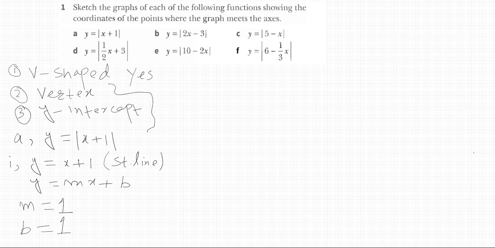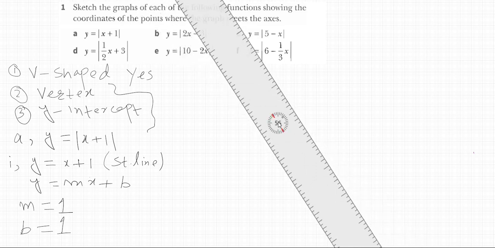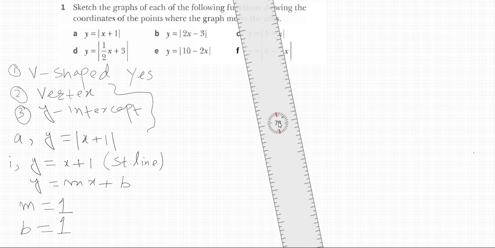Now we must have the vertex as well, but before I find the vertex, first I want to draw the graph of y equals x plus 1. So I need a scale. First we have to draw the x-axis and y-axis. This is our scale. First draw the y-axis.